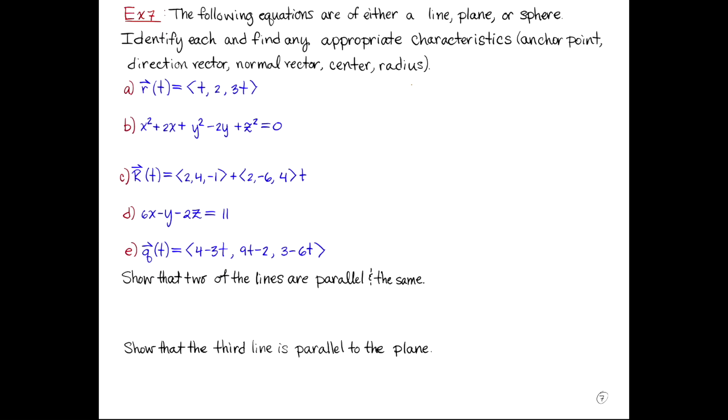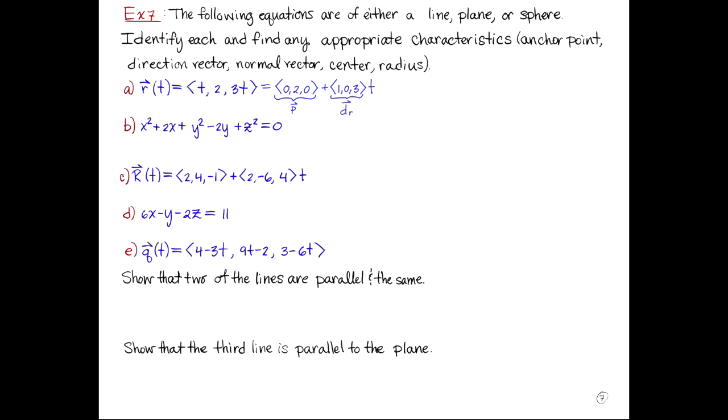In part A, we have r of t is equal to the vector t, 2, 3t. This is a line, and we can write it in our standard p plus dt form by breaking it up into its components, with the point 0, 2, 0, plus the direction vector 1, 0, 3 times t. We'll label our point p and our direction vector d.